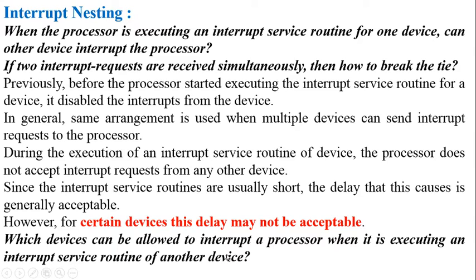Which devices can be allowed to interrupt a processor when it is executing an interrupt service routine of another device? Okay, in a certain situation, the processor is currently executing an interrupt service routine. At that time, new interrupt requests arise which are not ready to accept any delay. That means they are that much important. In such cases, the processor wants to perform certain other action in order to handle such a situation.